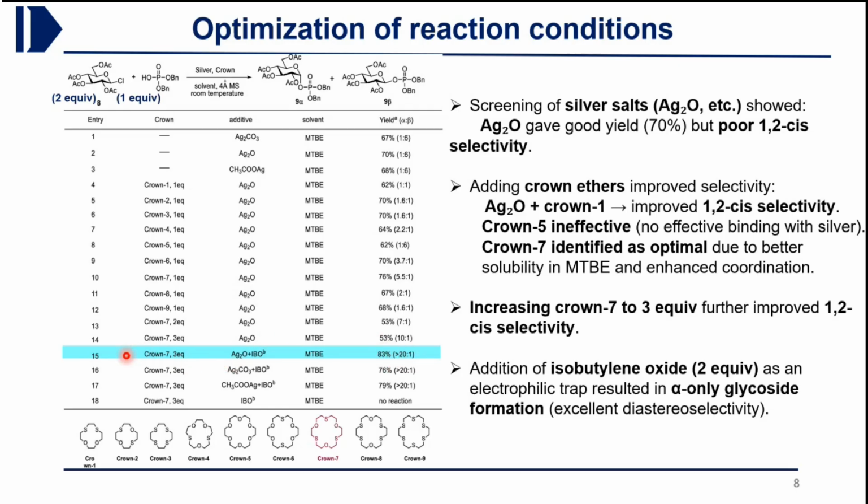In the last, optimized condition, they used crown ether at 3 equivalents, silver oxide, and IBO, isobutylene oxide, as an acid scavenger basically. This isobutylene oxide, 2 equivalents, acts as an electrophilic trap, which results in alpha-only glycoside formation. They get excellent stereoselectivity, 20 to 1, meaning alpha is the major compound.